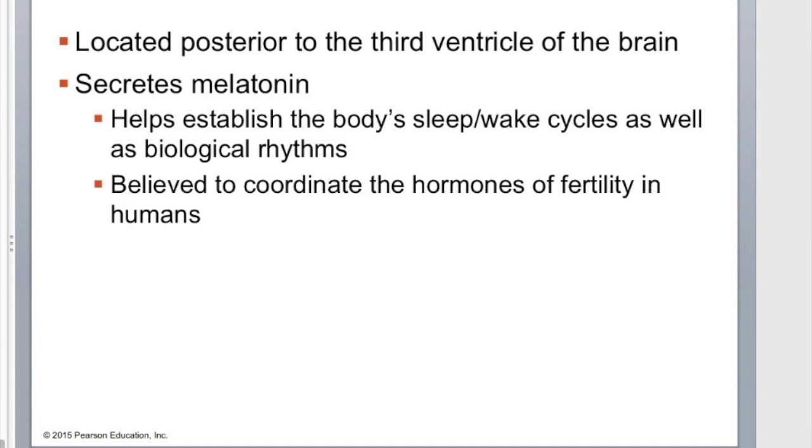It's something that you should take maybe 10, 15 minutes before you go to bed, and then turn your lights out. Because if you take it when the sun is up and you're still working, it's going to seriously mess with your biological sleep cycles. The other thing that they suspect that it does is help in fertility.